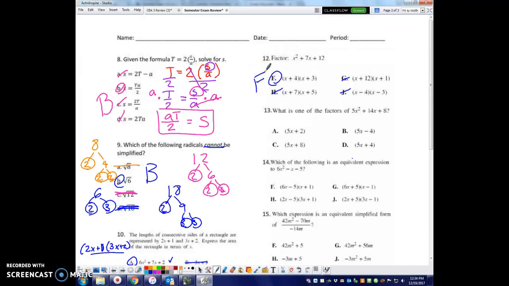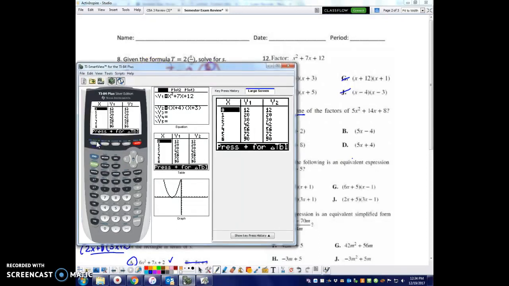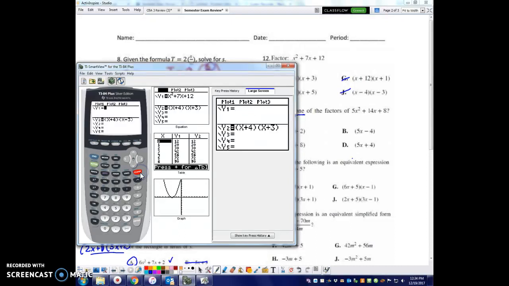Number 13 says, what is one of the factors? So, in your calculator, type the equation into y1. Okay, so it's 5x squared plus 14x plus 8. And in y2, again, we're typing in our answer choice. So A is 5x plus 2. Whoops.